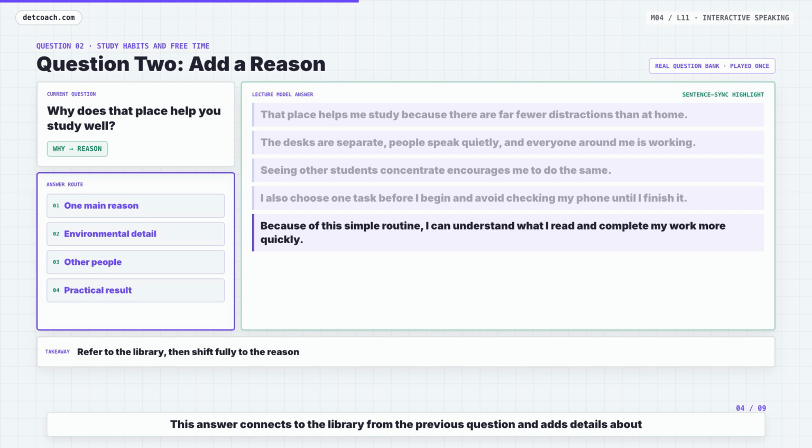This answer connects to the library from the previous question and adds details about distractions, the behavior of nearby students, and the speaker's study routine. The content is related, but it does not repeat the first answer.